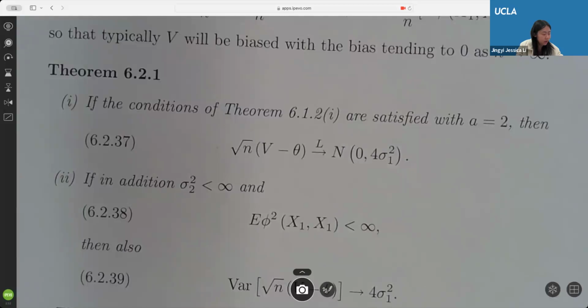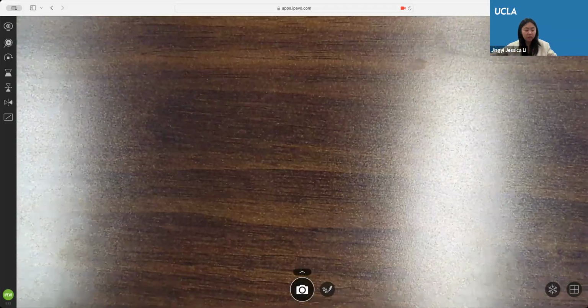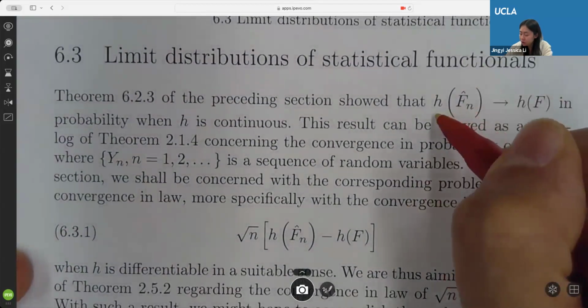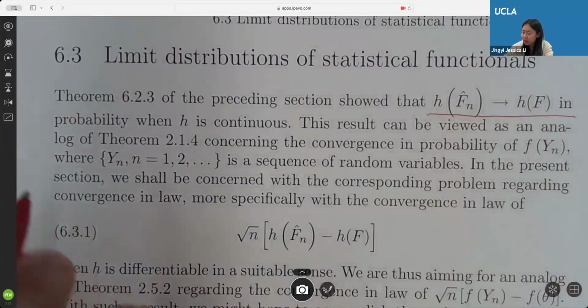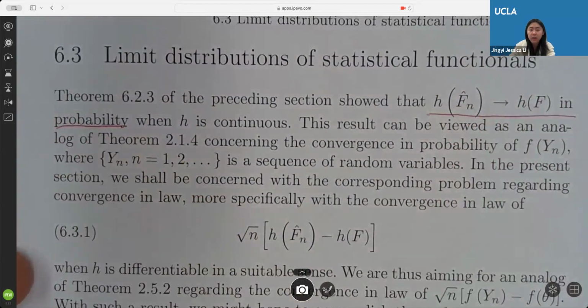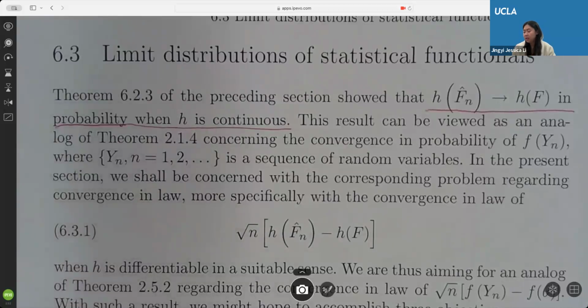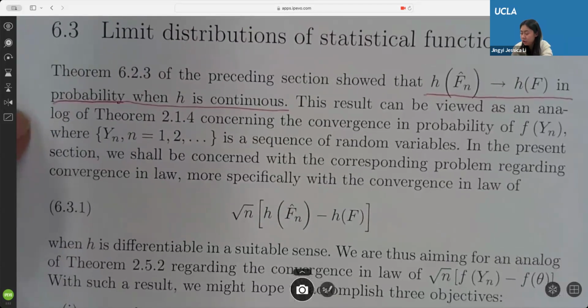Okay, finally, I think I can move on to say this. This is something we didn't talk so much about, but I hope to provide some insights on it. Limiting distributions of statistical functionals. So this is what we showed already: T(F_n hat) converges to T(F) in probability when T is a continuous functional. I didn't specify the continuity of a functional here in detail, but it's actually quite intuitive, right? In our notes and in this book, there's a more rigorous definition of a continuous functional.